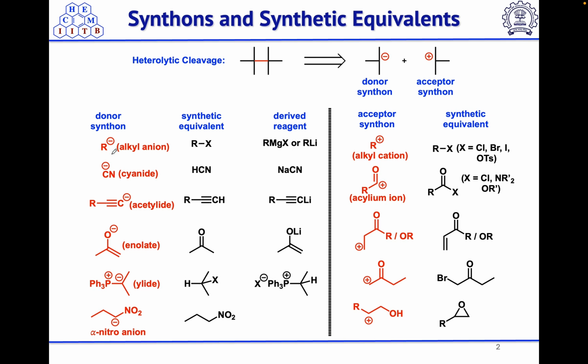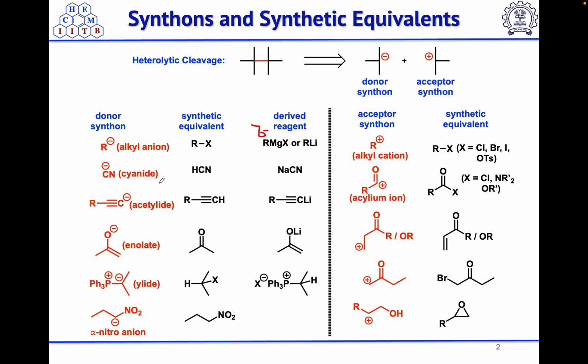Like R minus, meaning alkyl anion, what will be the synthetic equivalent? The synthetic equivalent would be RX, and generally in RX, R is delta positive and X is delta negative. So we need R minus. So we need to convert this RX to organometallic reagents, right? Basically we can insert a metal into this R-X bond and generate the R negative, or alkyl anion, intermediate. So the reagents are RMgX or RLi, where R is delta negative.